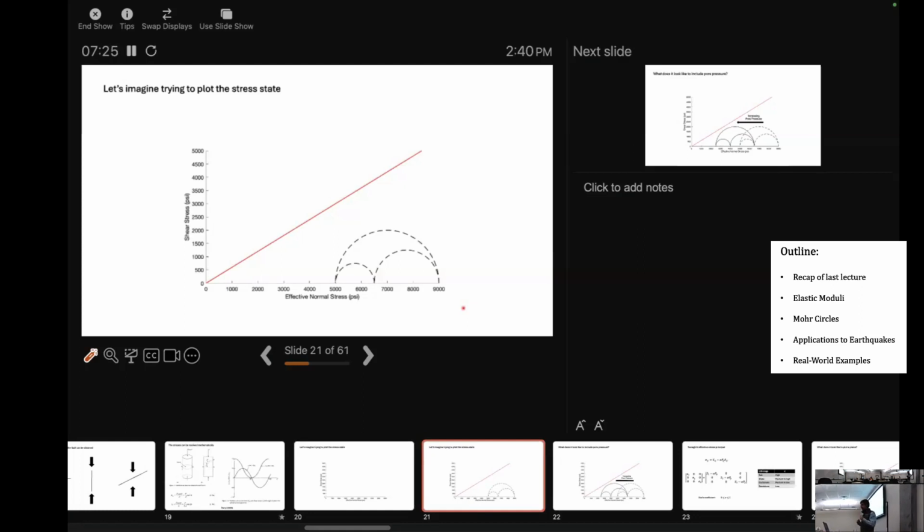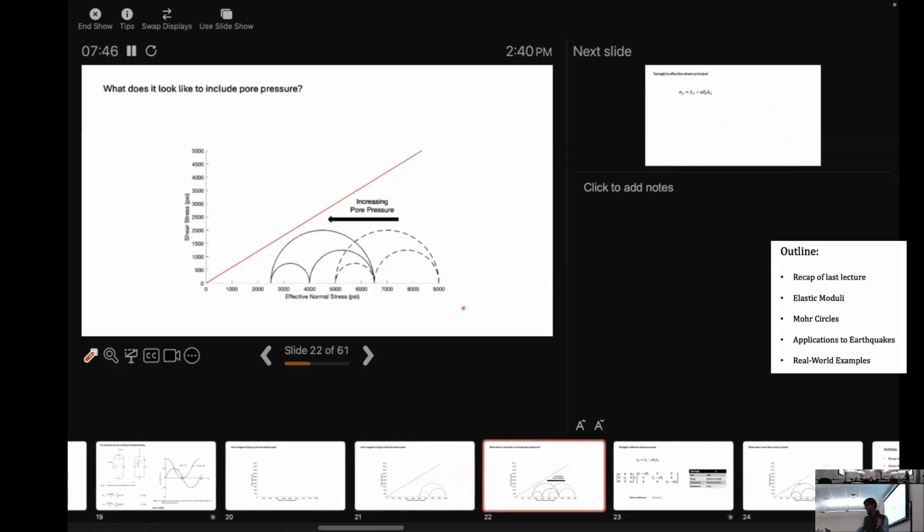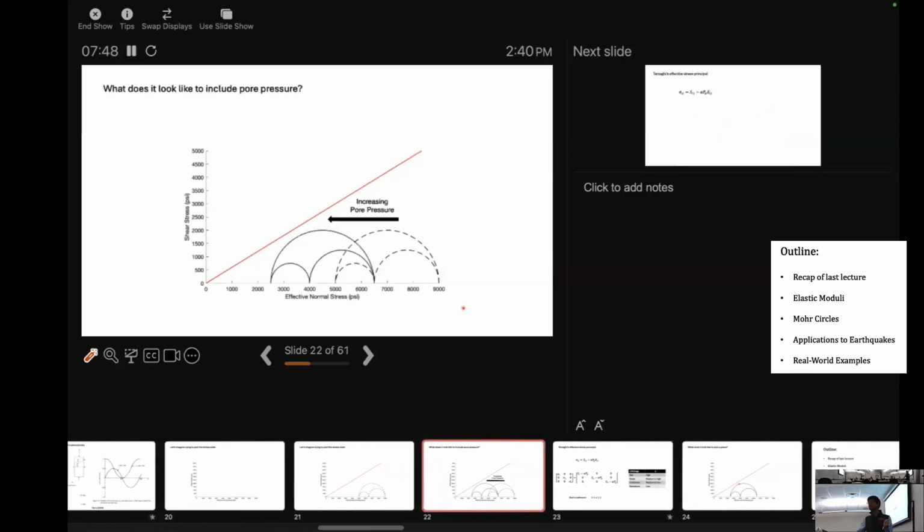All good? Okay, and so next we're going to look at the influence of pore pressure. Let's just assume that everything we've been talking about so far has been a dry rock. Now we're going to add pore pressure. We're going to add a pore fluid into the rock. What that does is it reduces what's called the effective normal stress. It moves that Mohr circle over.